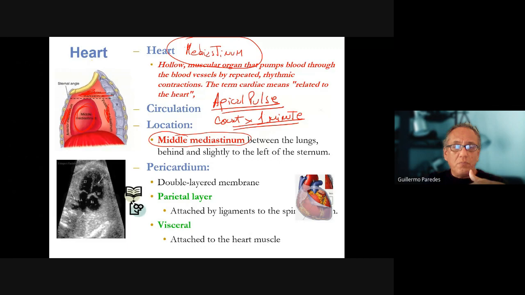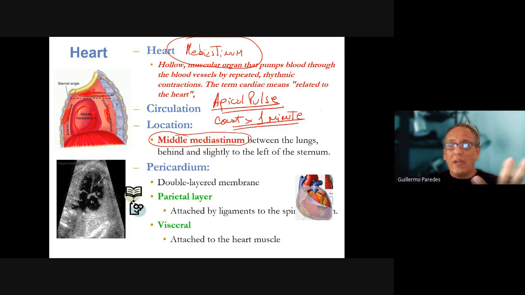Anterior, fat, posterior, IVC, aorta, superior, the arch of the aorta, lymphatics, and in the middle, the middle mediastinum, MM, is going to be the heart. That is the location of the heart, period. That's all I want you to know.